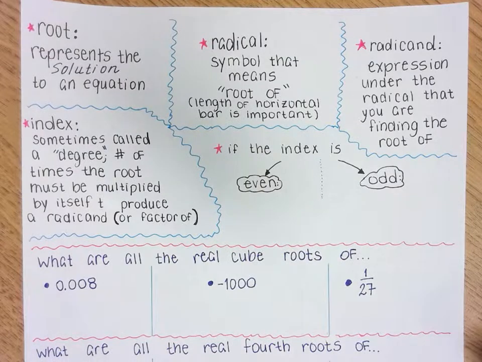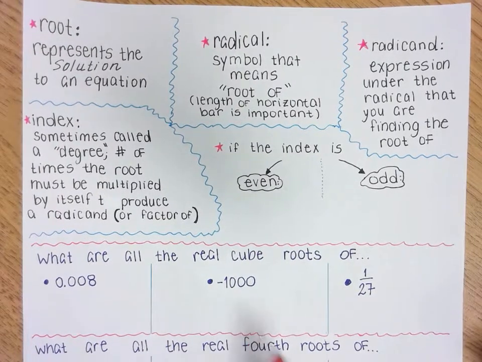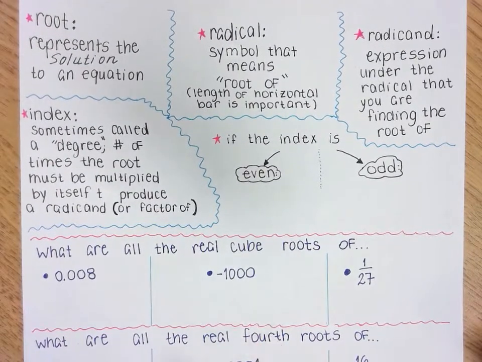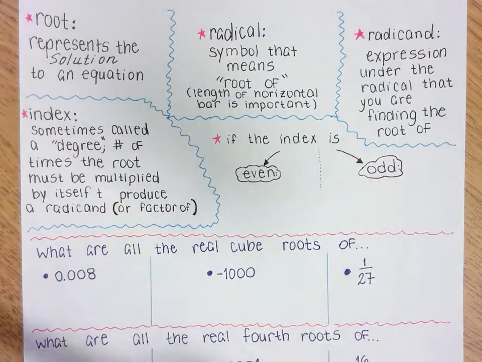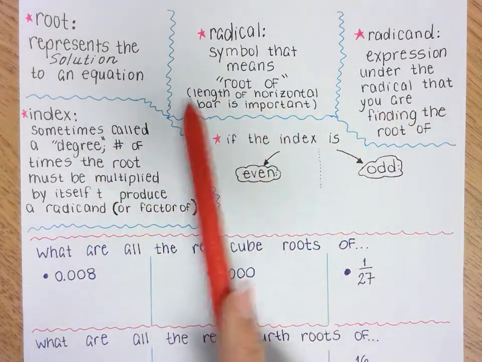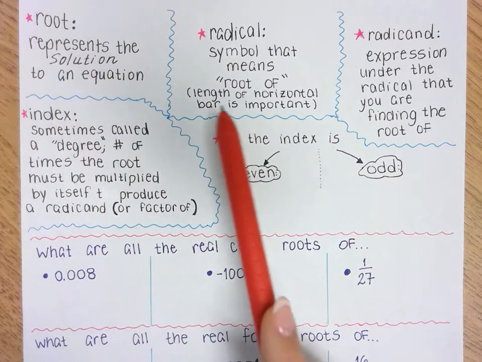Just a few quick definitions. Root. A root represents the solution to an equation, okay? A radical is a symbol that means root of, and the length of the horizontal bar is important. If you notice, when you have that bar, you can make it really, really long and cover a whole lot of things. You can make it a little shorter and just cover one thing. It matters. If it's not under the roof of that little radical sign, that's it. You're not taking the root of it. You're not finding that solution.